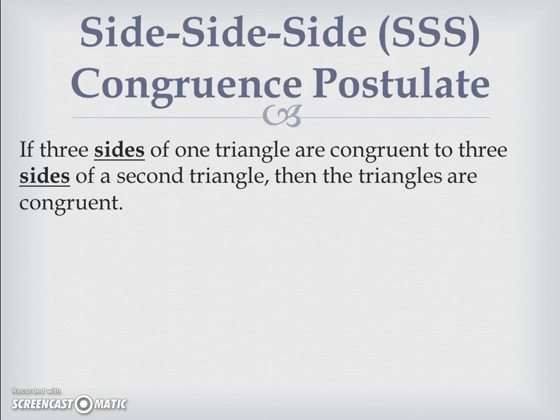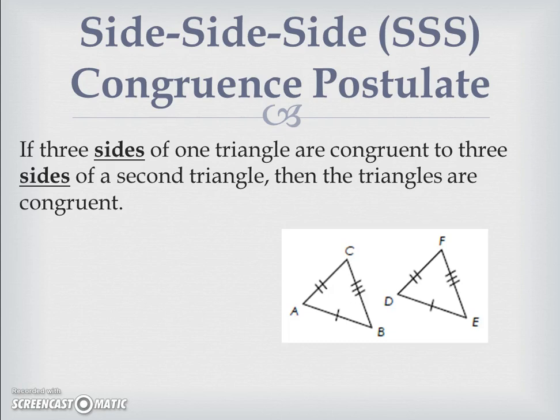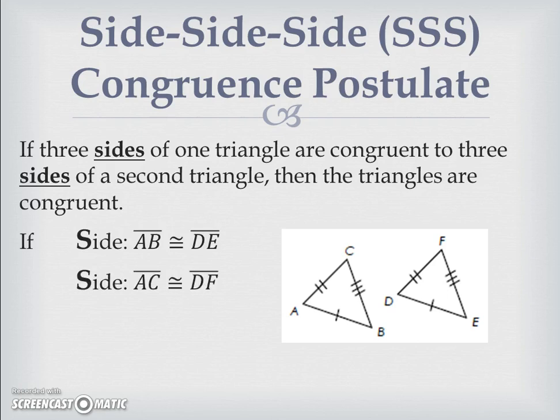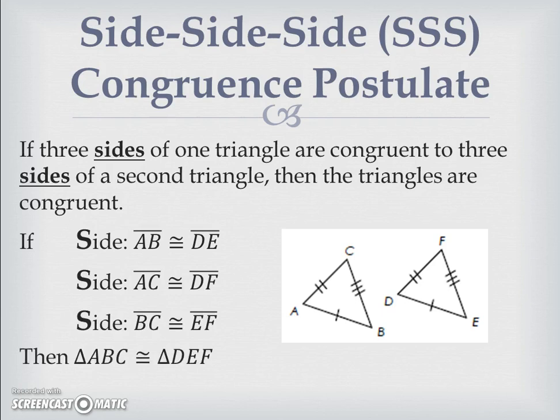So if three sides of one triangle are congruent to three sides of the other, we automatically know the triangles are congruent, right? We don't have to check all the angle pairs. We just need three pairs of sides. So here AB is congruent to DE, and AC is congruent to DF, and finally BC is congruent to EF. We have three pairs of congruent sides, so we can say these triangles are congruent because of side-side-side.